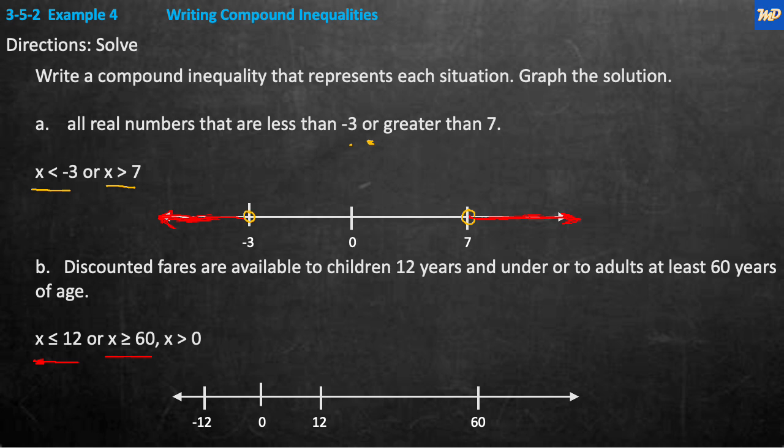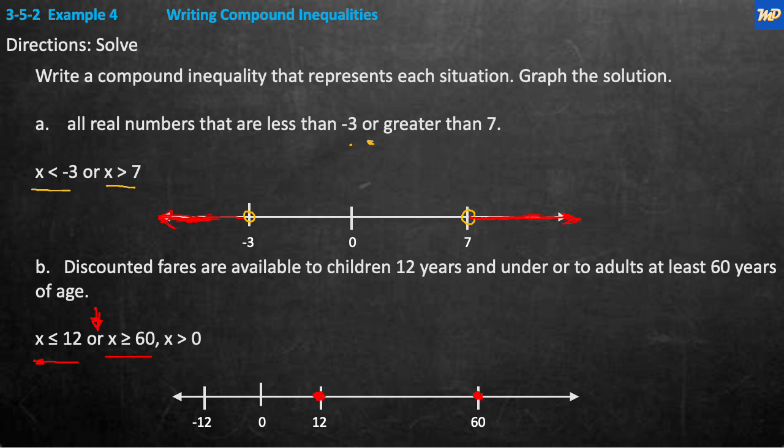Okay, because you're talking about age. If you were 0 age, guess what? You wouldn't be born, right? So you're not going to include 0. So x is less than or equal to 12. So here's the 12, and it's equal, so we're going to put a dot on it. And "or", here's the "or" statement right here: x is greater than or equal to 60. So here's a dot on the 60.